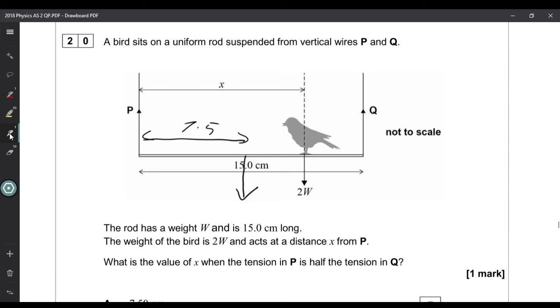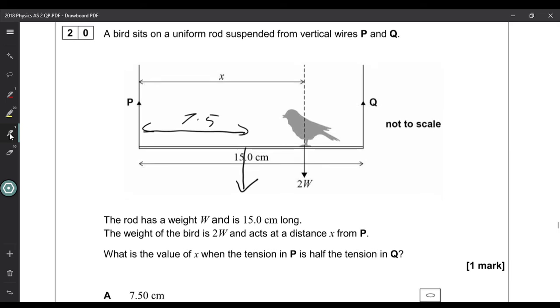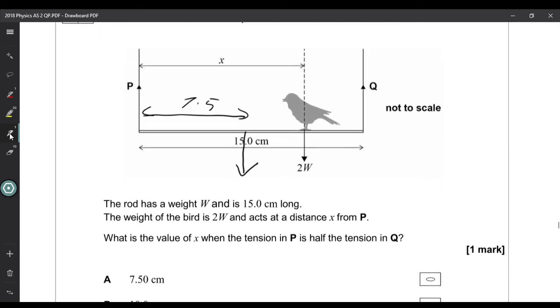centimeters. We're told that the weight of the bird is 2W, so we've got its weight acting down there and acts at a distance x from P. What is the value of x when the tension in P is half the tension in Q? So if we put on these tensions, if we say the tension is T in P, then because we know Q is double, we're going to say the tension in Q is 2T.